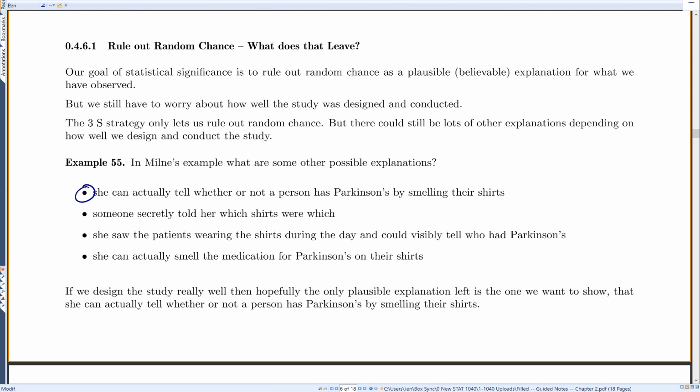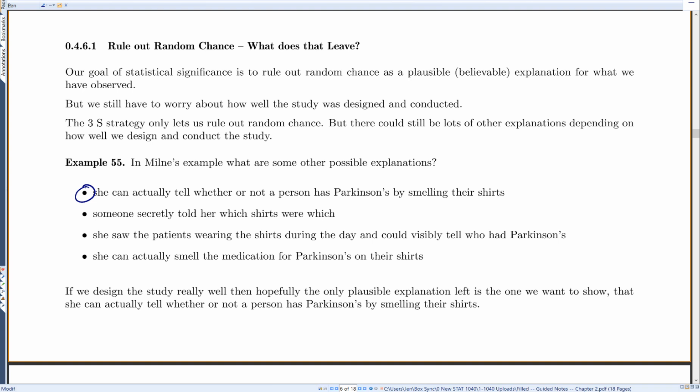Sorry, we haven't learned about that yet. We will next. But maybe someone secretly told her which shirts were which. Okay, maybe the person that handed her the shirts had different facial cues based on which type of shirt it was. Maybe she saw the patients wearing the shirts during the day and could tell who had Parkinson's just looking at them visibly. Or maybe she's actually smelling the medication for Parkinson's on the shirts, not smelling their body odor, but their medication.